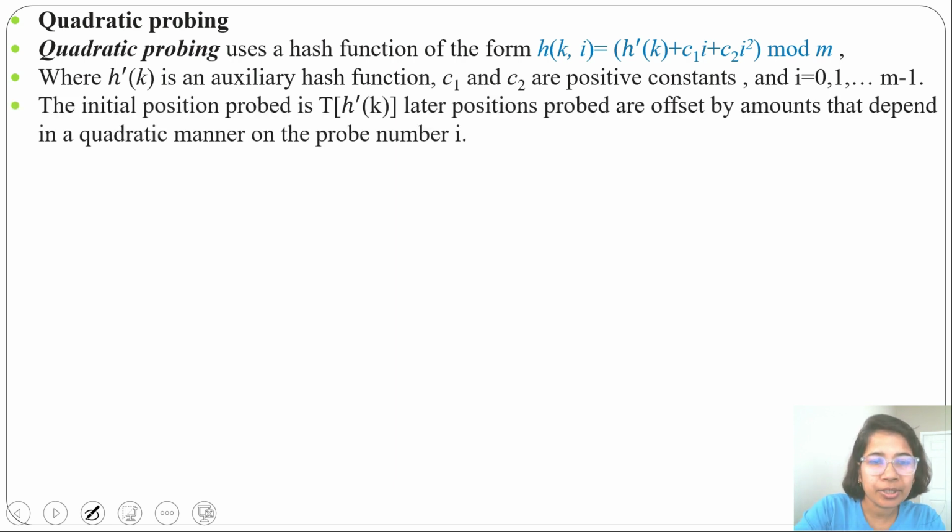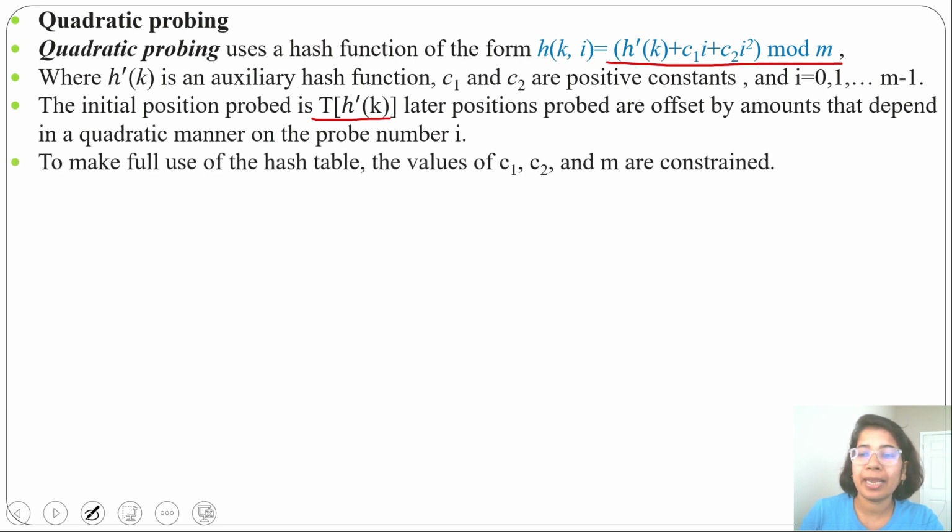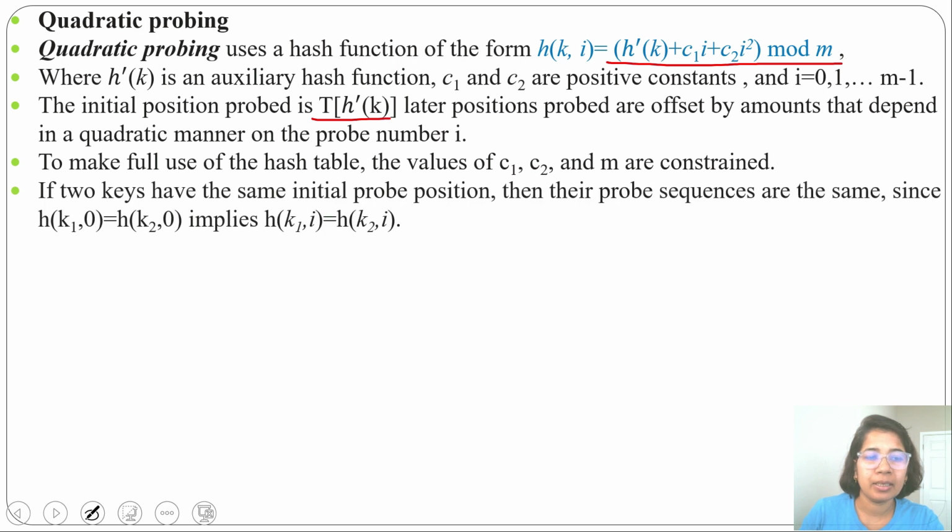The initial position is T[h'(k)] and later positions probed are offset by an amount that depends in a quadratic manner on the probe number i. So whatever we find by this hash function will be our next probe sequence. c1, c2 and m should be constant.